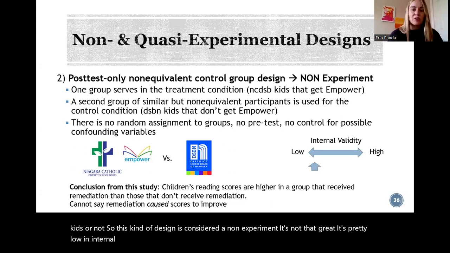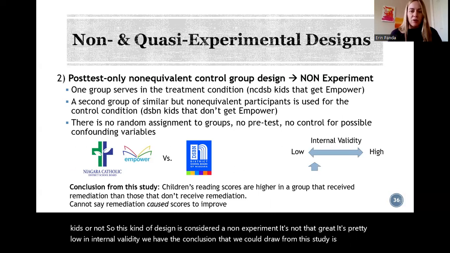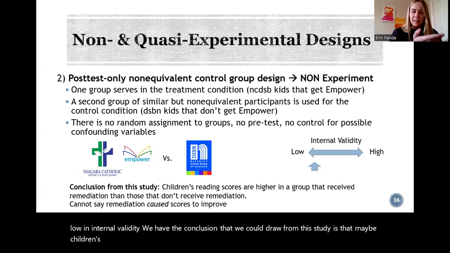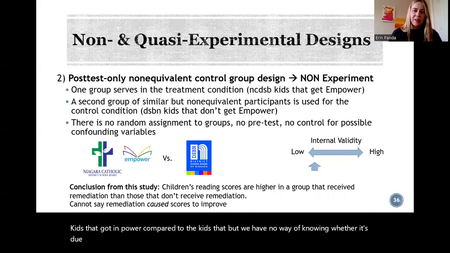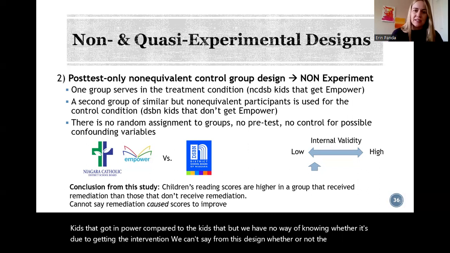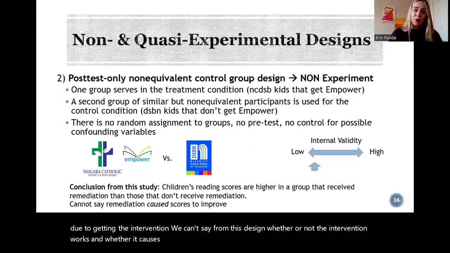The conclusion that we could draw from the study is that maybe children's reading scores are higher in that group of kids that got Empower compared to the kids that didn't, but we have no way of knowing whether it's due to actually getting the intervention. We can't say from this design whether or not the intervention works and whether it causes scores to improve.